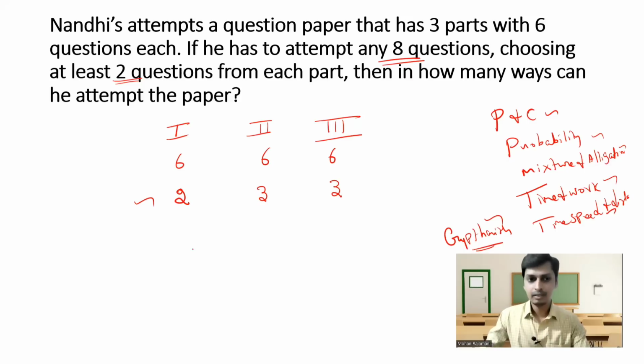Or I can attend in the following way. I can attend 2 questions from section 1, 2 questions from section 2, and 4 questions from section 3. Now you might wonder, so why is it 2, 3, 3?